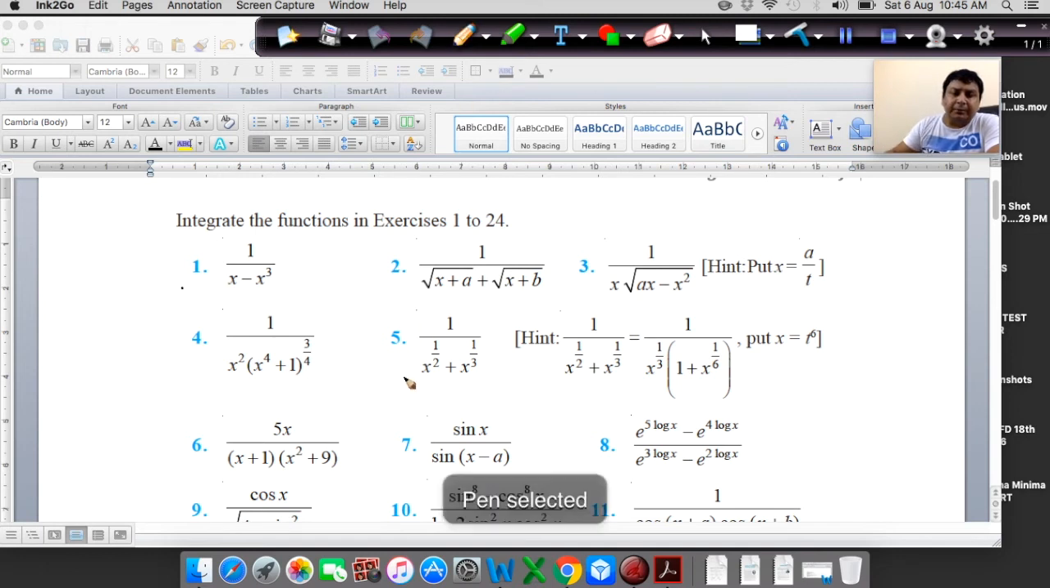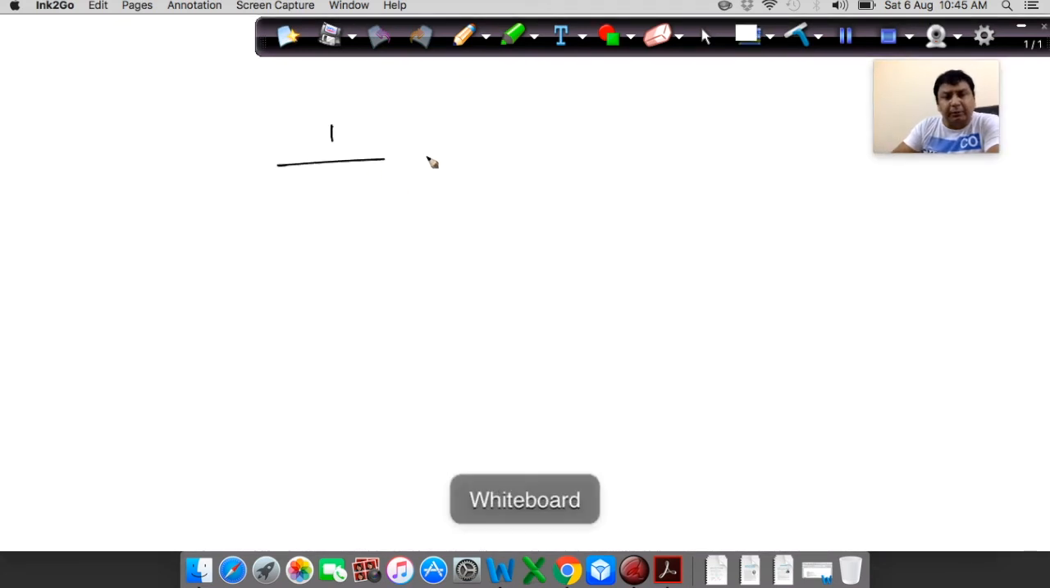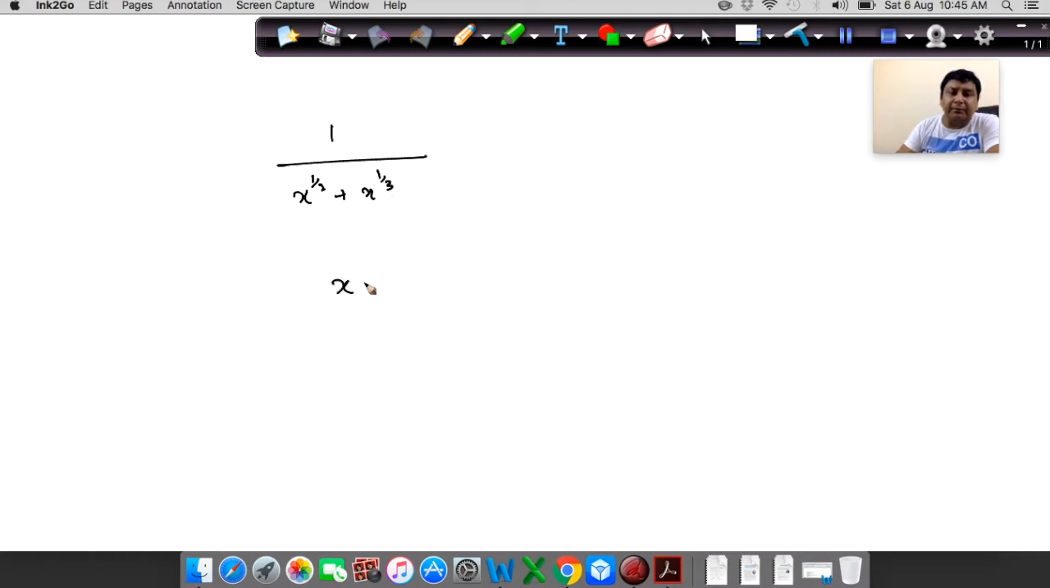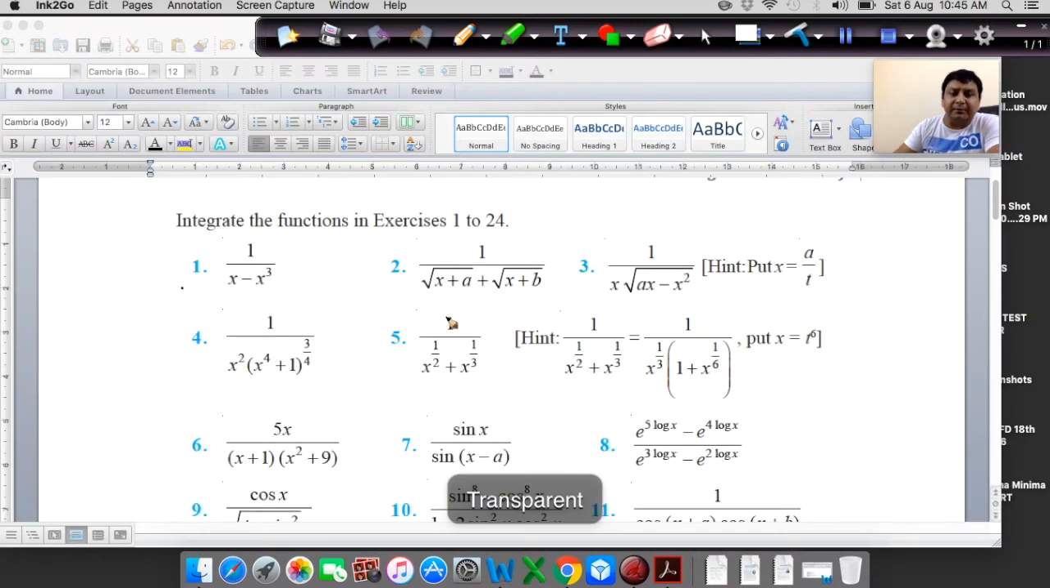For fifth, take, because half and 1 by 3. Whenever you have this kind of question, 1 upon x to the power half and x to the power 1 by 3, take the LCM of 2 and 3, that's 6. So x will be taken as t to the power 6. So basically in this sum we put x equals t to the power 6, that's what even the hint is saying. Then carry on.